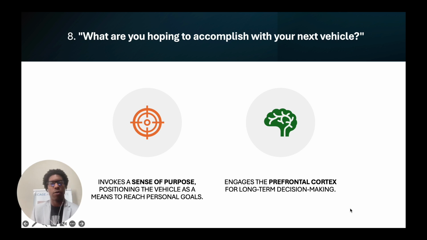What are you hoping to accomplish with your next vehicle? Very self-explanatory. This is just us getting understanding. The science of this is it gives the customer a sense of purpose, positioning the vehicle as a means to reach their goals. It's a really good question to lean in and ask, and it's good for a non-engaged shopper. We haven't made any contact with them, so we just ask, hey, real quick, what are you looking to accomplish with your next vehicle?